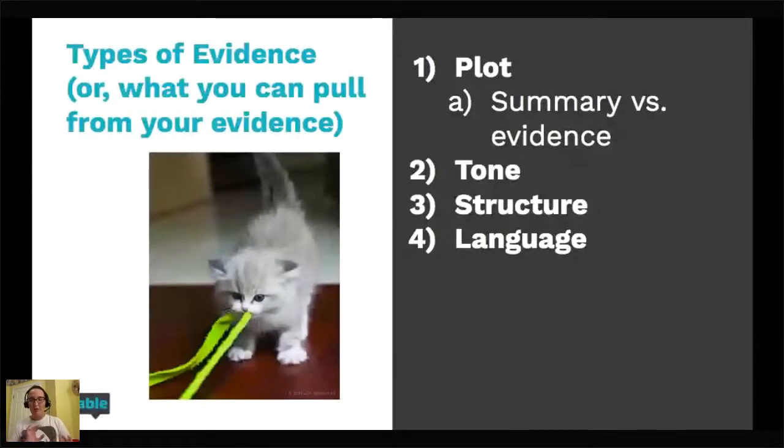So being very brief about the plot generally keeps you from doing too much plot summary, and makes sure you are focusing on your thesis and the claim you're trying to make. So just try to be as brief as possible with it.